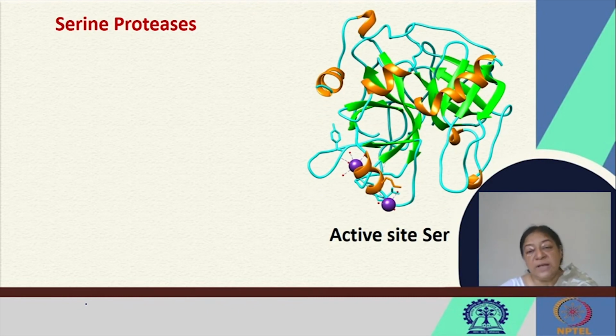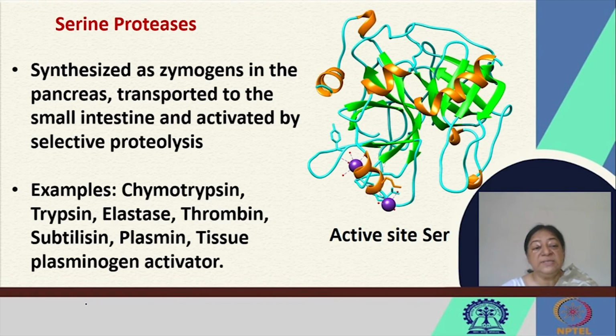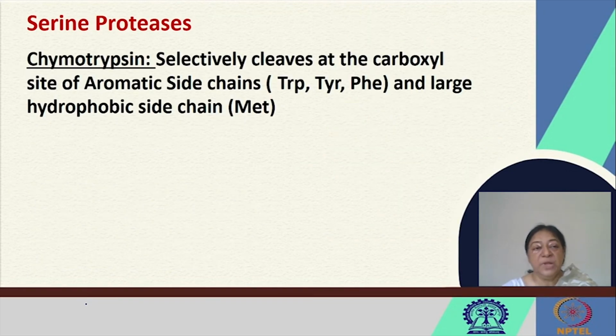So this is an example of a serine protease, the chymotrypsin molecule. As mentioned, they are synthesized as zymogens in the pancreas. Then they are transported to the small intestine and activated by selective proteolysis that is going to give us rise to the enzyme of action, as we had seen before in the zymogen action.